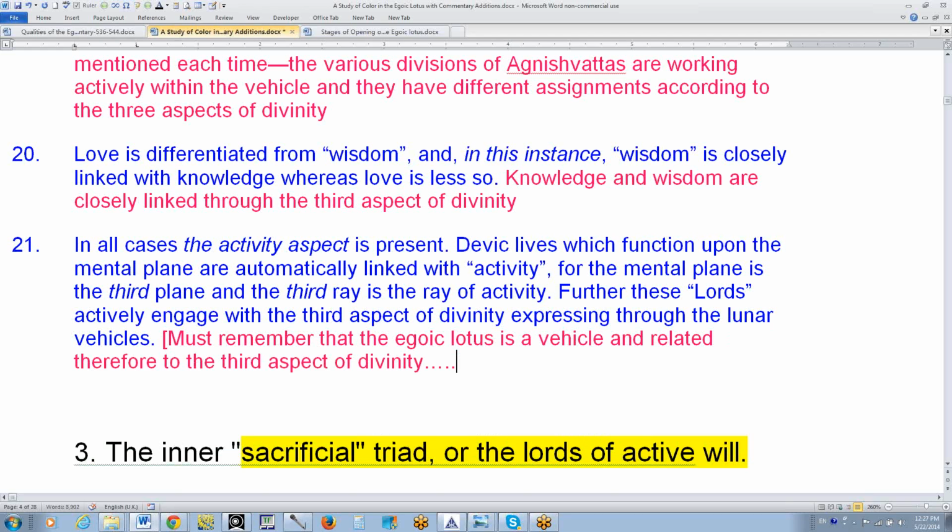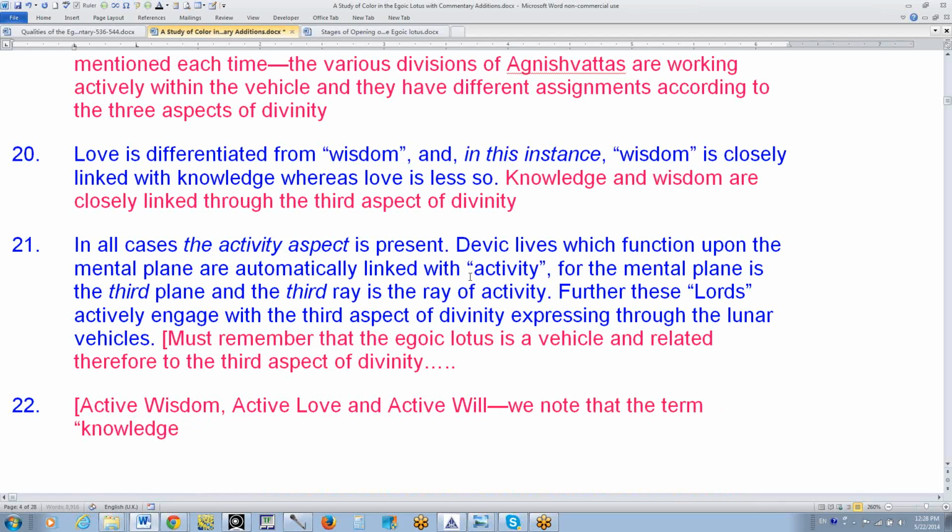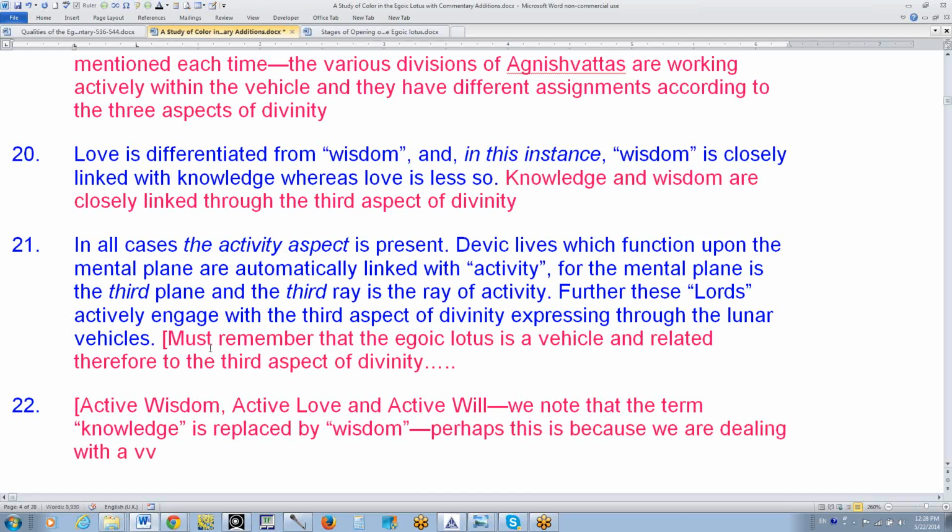Then there's the inner sacrificial triad, or lords of active will. It's very interesting. See, thus far, what are we going to have? We're going to have active wisdom, active love, and active will. And we note that the term knowledge is replaced by wisdom. And perhaps this is because we are dealing with a vehicle which is essentially a vehicle for the second aspect of divinity.